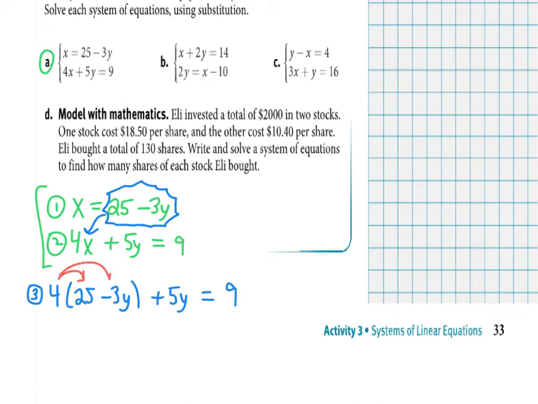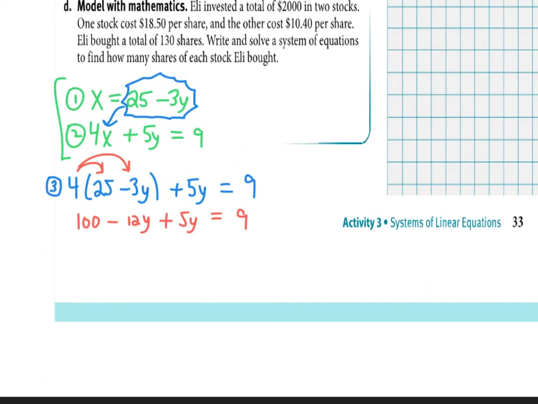So let's distribute the 4 out. 4 times 25 is 100. 4 times the minus 3y is minus 12y. We'll rewrite the rest of it, plus 5y equals 9. All right, and let's keep going on this. So we have 100, and if we combine minus 12y plus 5y, we're left with minus 7y equals 9. Now we want to get y by itself, so we're going to solve for one variable first. So negative 7y will equal negative 91.